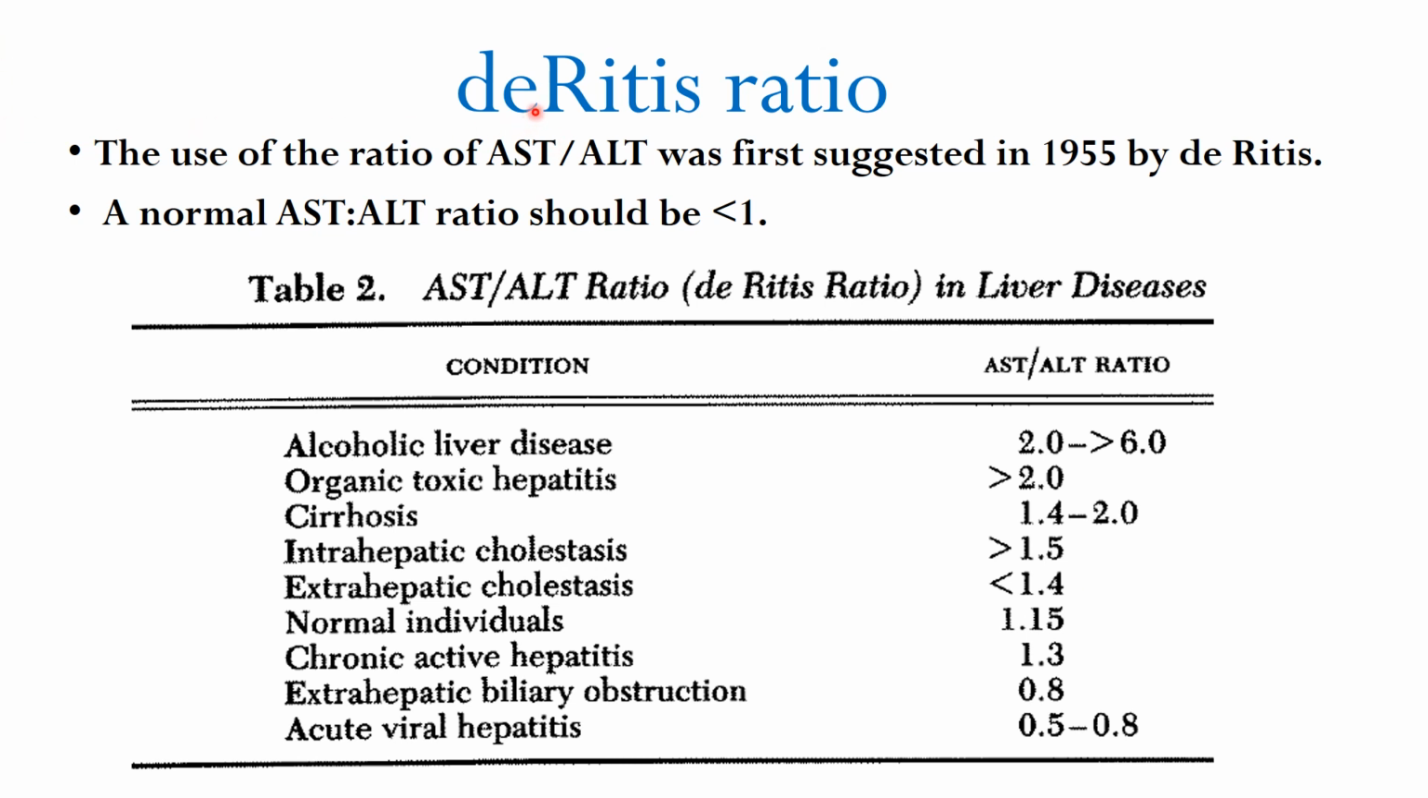So now let us look at the De Ritis ratio, which is the AST to ALT ratio. It is so named because it was first suggested in 1955 by De Ritis. The normal De Ritis ratio or AST to ALT ratio should be less than 1. But in this table, various conditions are given, which you can just go through, where different ratios are given for different liver diseases. So just take a look at these. I can just tell you that in alcoholic liver disease, the AST to ALT ratio is more than 2.